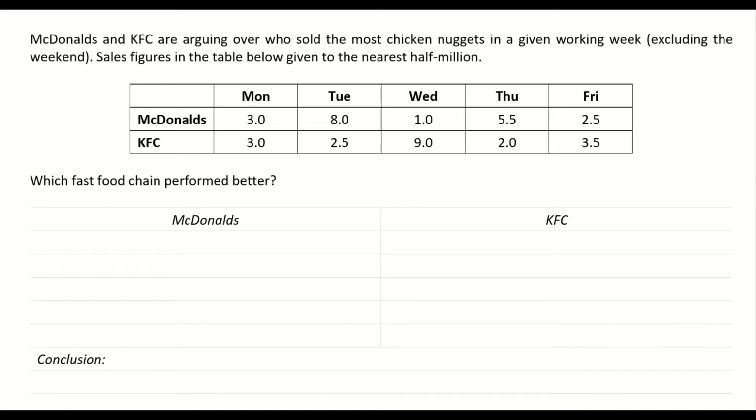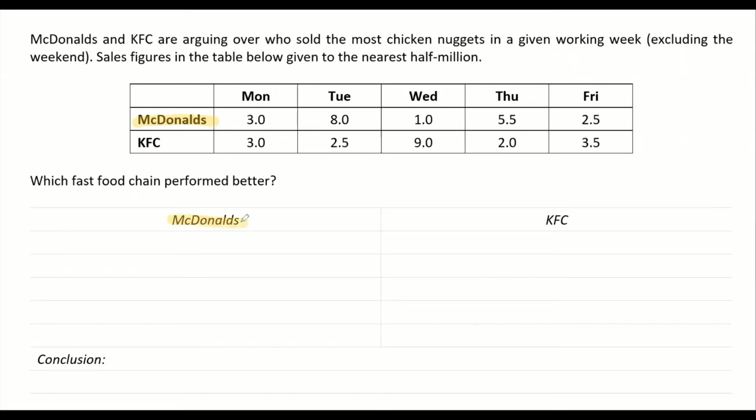So because we've got more than one data point, we can't just do a direct comparison for each. We have 5, so we're going to have to use averages. We're going to have to find an overall figure that sums up how well they've done. So let's think about what type of averages we know that we can apply to this situation. Well, the first thing you might have thought about is maybe calculating the mean for each of these fast food chains. So if we look at McDonald's first of all, let's see if we can find out what the mean number of sales of chicken nuggets was for McDonald's.